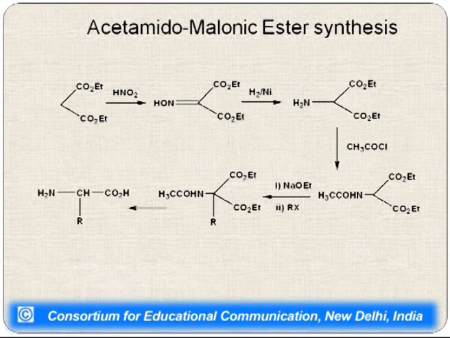The next synthesis is again, we can say, a little bit of a modification of malonic ester synthesis. We noticed that in the case of malonic ester synthesis, when we were doing simple malonic ester synthesis, there was the introduction of NH3. The ammonia was attacking on an alpha halo acid.